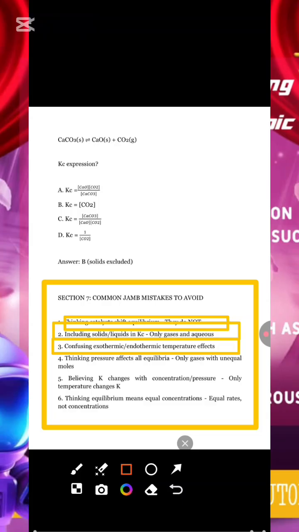And number 4, thinking pressure affects all equilibria, which is very, very wrong. Pressure only affects gases with unequal moles. If the moles are equal, pressure will have no effect.